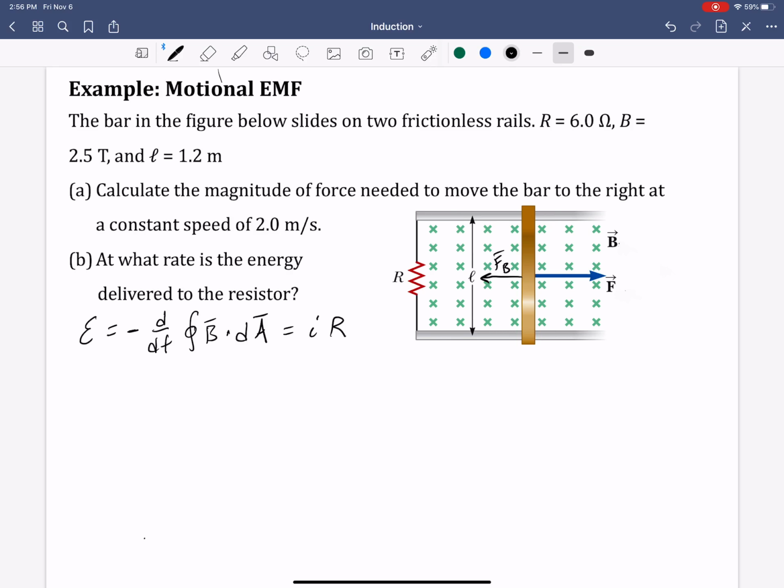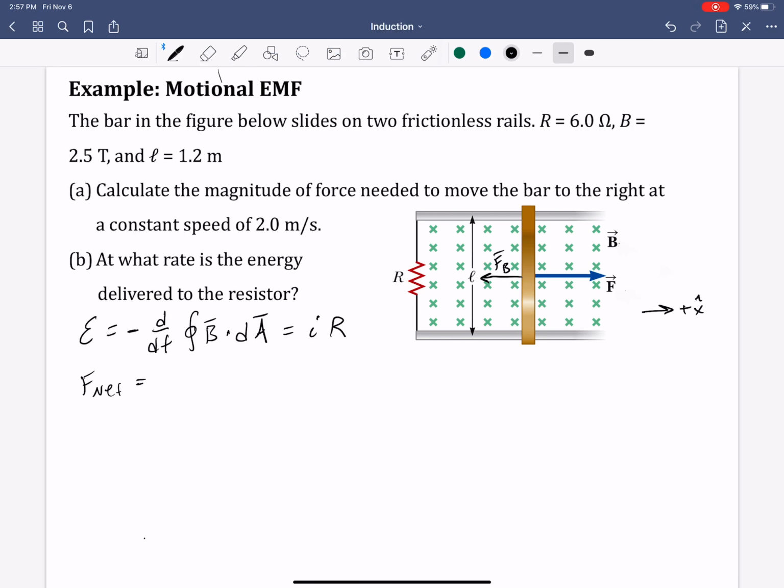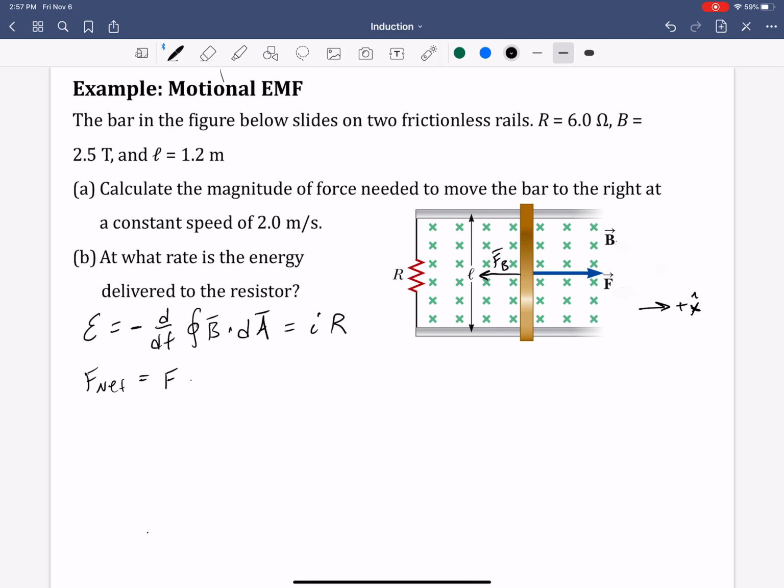Okay? Now, for part A, we want to find the force. Well, we have both of them. Let's set them equal to each other and see what happens. So let's see. In order to do this, we need a positive direction. Let's see. I put right positive. We have then the applied force F minus FB equals 0. Right? And so thus the two forces are equal.